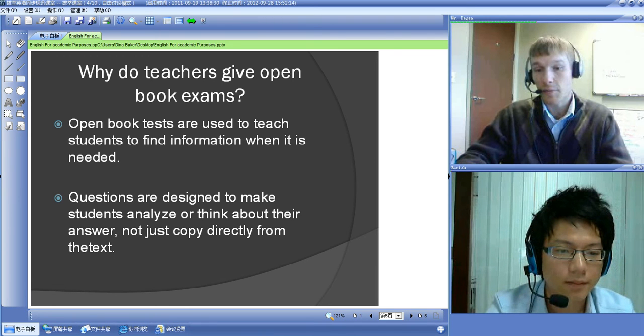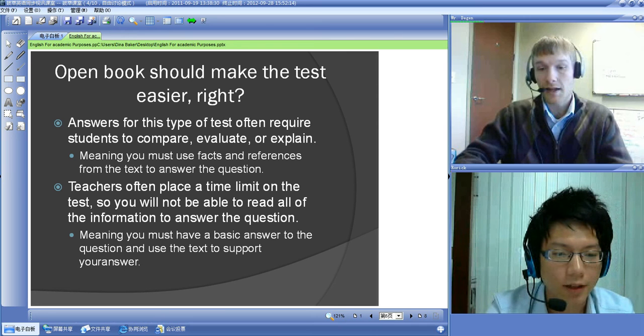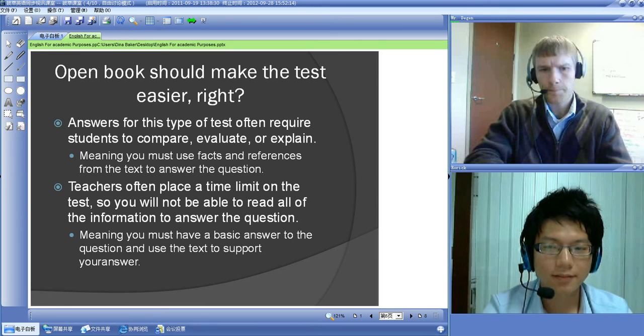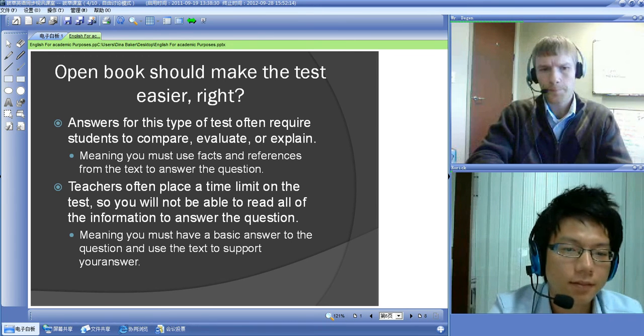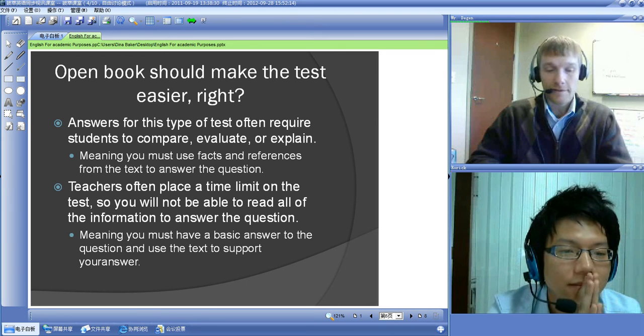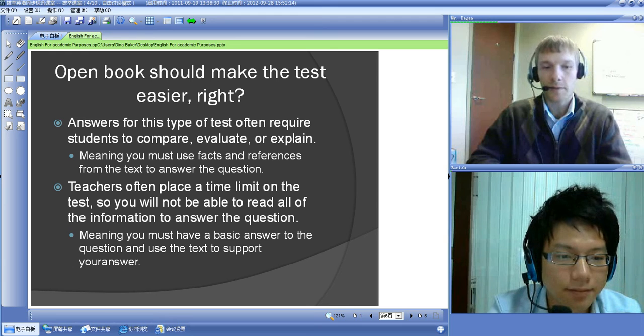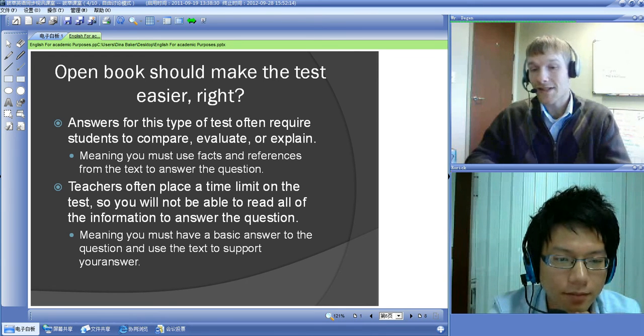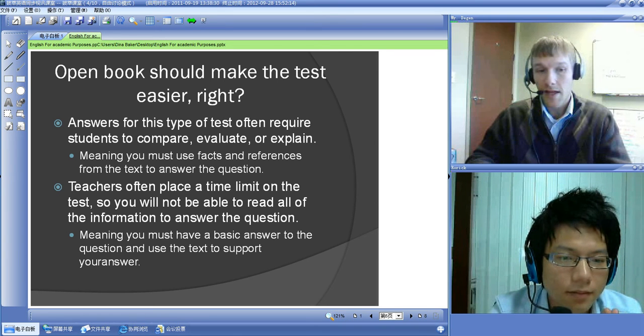Nope. Okay. Now, with an open book exam, you think it would make the test easier, right? Yeah. Not always the case. Sometimes the teacher will make the test harder, because they do allow you to use the book. So in this case, they're asking you to compare maybe, or evaluate, or explain. So you need to take the facts and references from the books and be able to answer a question given by the instructor, not just copy it directly out of the book.